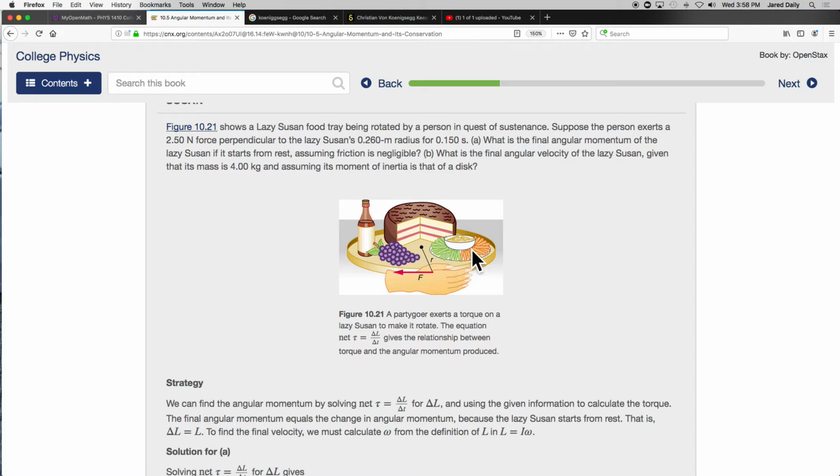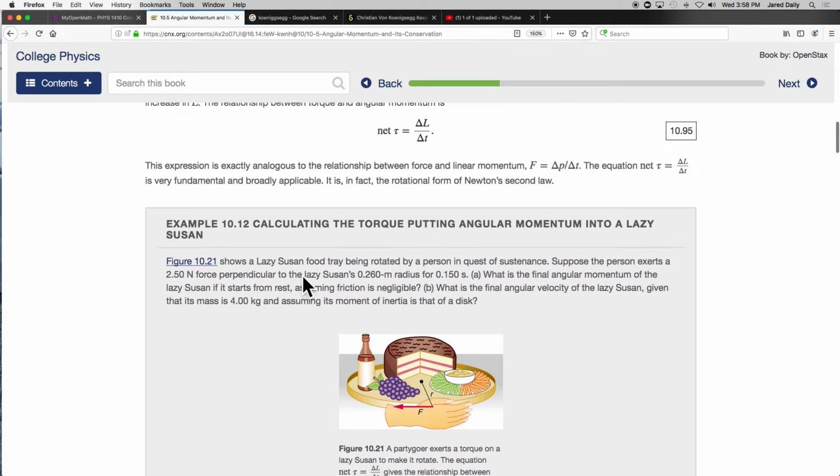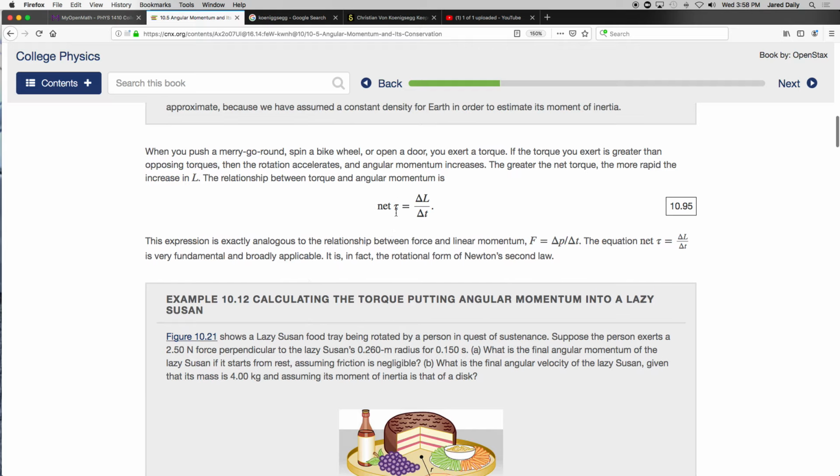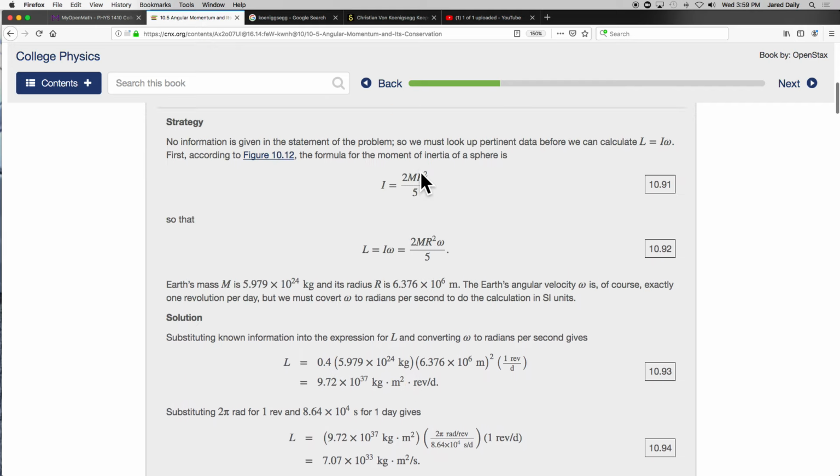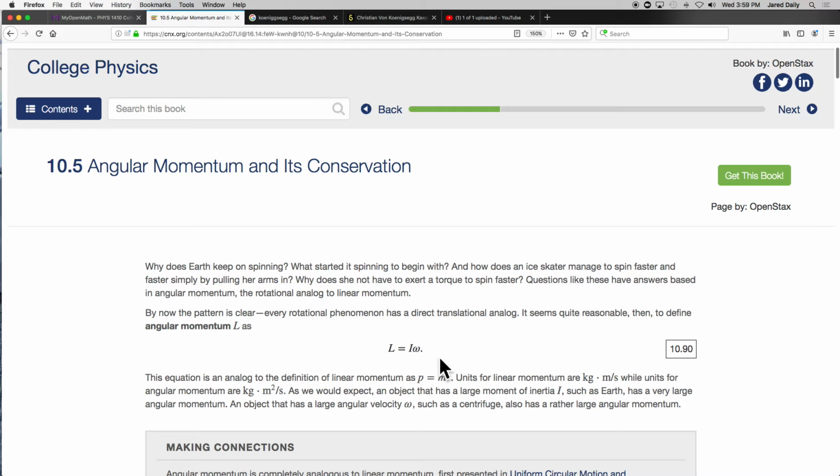So we have a force. The force is going to create a torque. The torque is right there in the equation. It's the only torque because there's no friction. It's going to equal the change in momentum over the change in time. We know the change in time. And we know that the change in angular momentum is equal to I times omega. So the moment of inertia times the angular velocity right there.